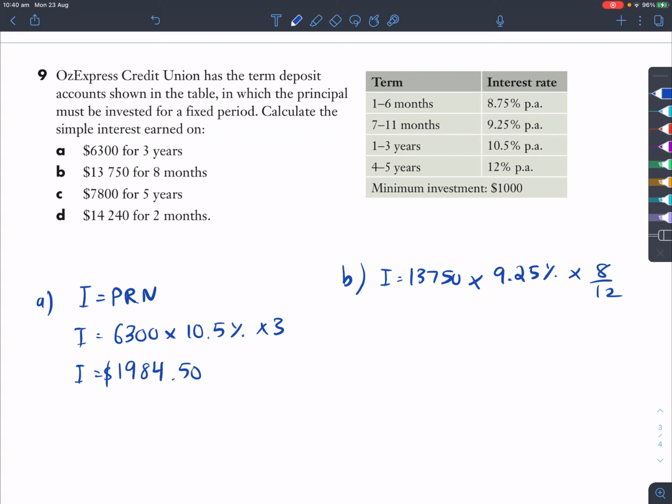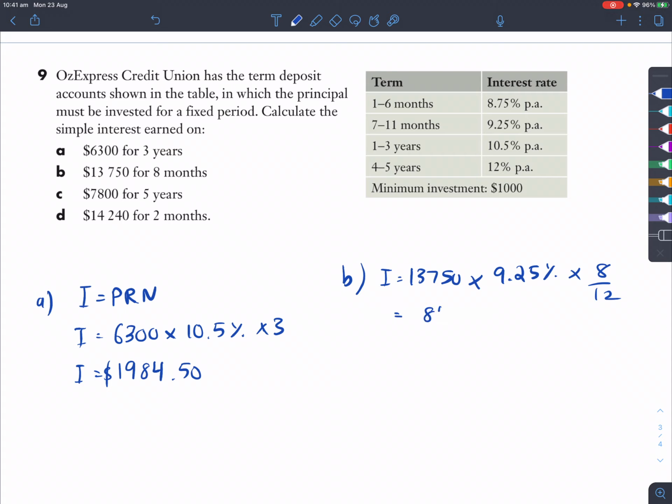I'm just letting you know that this is divided by 12 since the rate is in years, and this must also follow the same kind of unit. So we can either do that, or we can put that divided by 12 underneath that percentage, so that this is now a monthly rate, and this is also in months. It's up to you, whichever one you want to type in. They both work. So it's 13750 times 9.25% times 8 divided by 12.